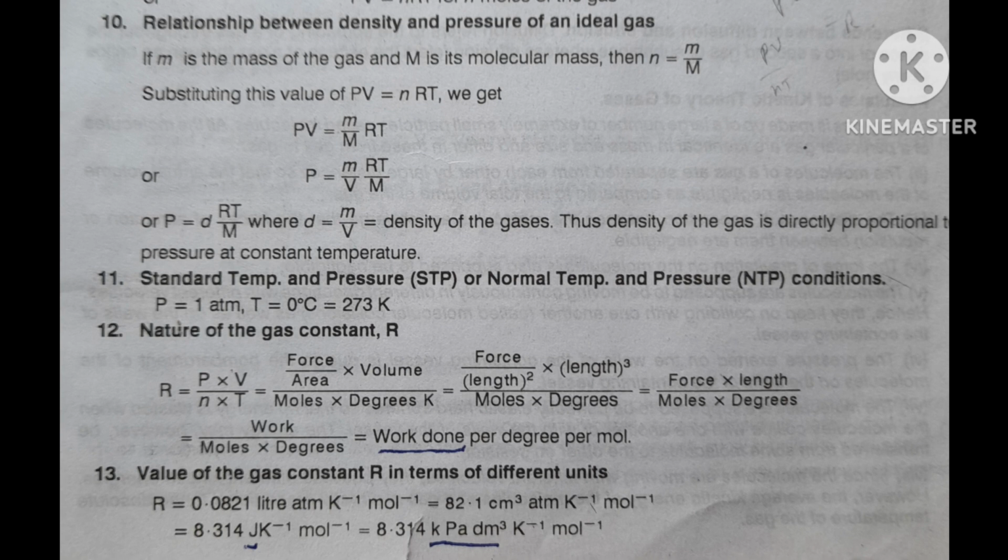Now what do you get? Pressure was force divided by area, which is L square, into volume, which was L cube. Then L square cancels and only one L remains, meaning force into length. Length square cancelled because volume was length cubed, so only one L is remaining. Then force into length is on top, and below is moles into degrees Kelvin.